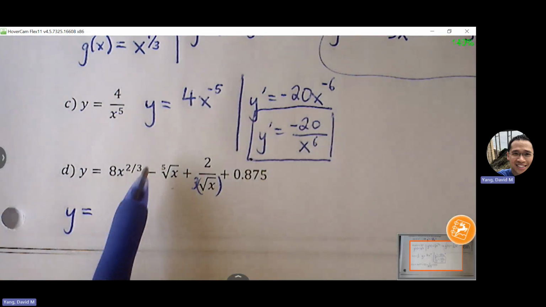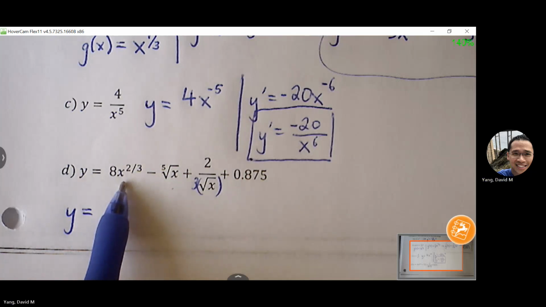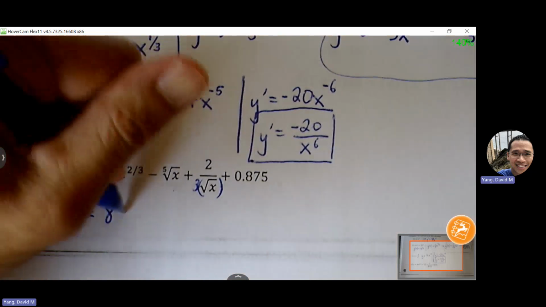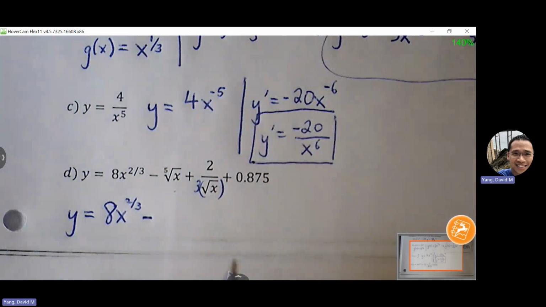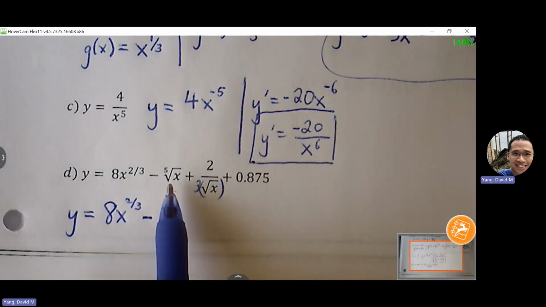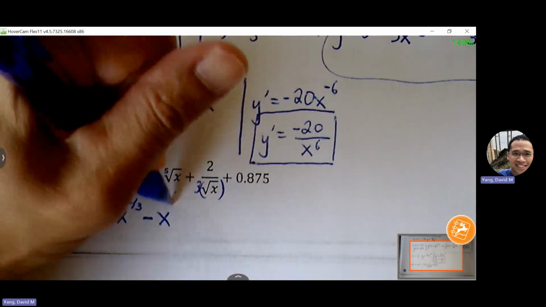Okay, so first term, any issues here? This is ready to go. No issues there. I'm not going to make any changes. I'm just going to rewrite it and wait until every term is ready. Okay, the fifth root of x, this is not quite ready. How would you rewrite this? X to the 1/5.